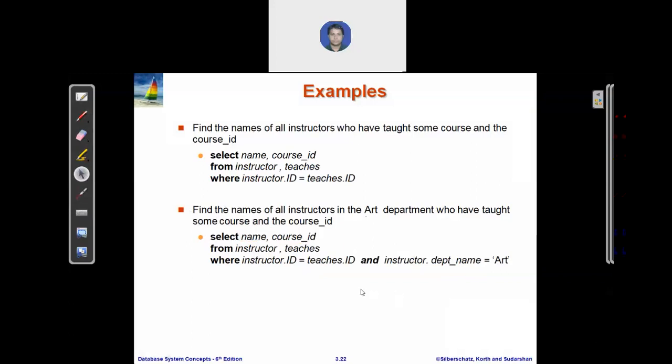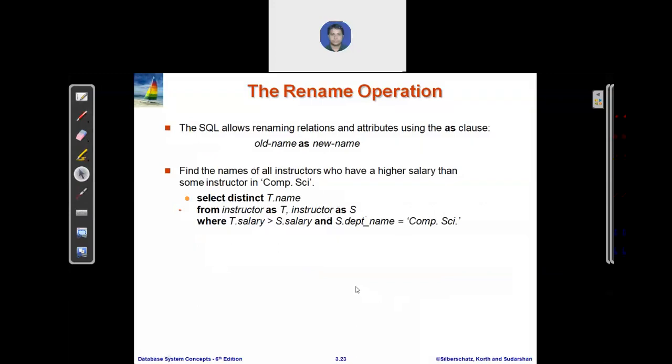Okay, let's move. If it is clear, then let's move to the next slide. Rename operation. As Saurabh asked, how we can use rename or aliasing. SQL allows renaming relation and attribute using the as clause. Just write the old name of the column or table, then write as, and mention the new name of that column or table.